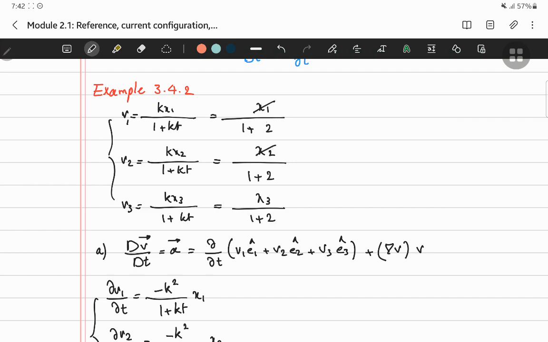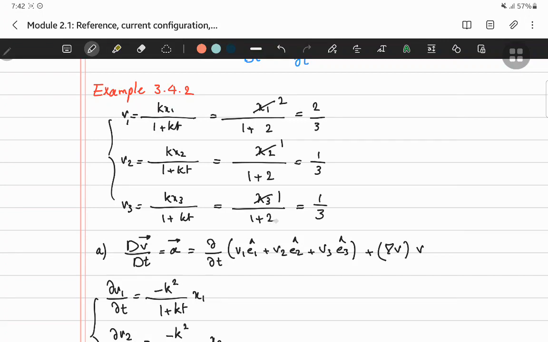And x1, x2, and x3 are, for example, 1, 1, and 2. If you see here, they all give one constant value. This is 2 divided by 3, this is 1 divided by 3, and this is 1 divided by 3.